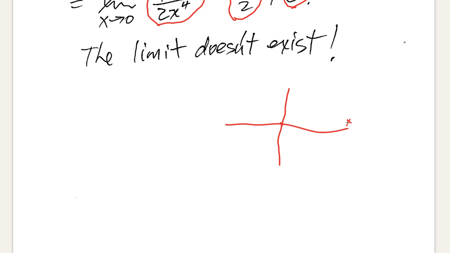I'm writing with a mouse and it's not so easy. But if you approach along this line y equals x squared, along this parabola, so we're coming in like this, it turns out the limit is a half. Can you see the direction of the arrowheads? They're coming in like that. The limit is a half. When I approach along these lines, the limit is what? 0.